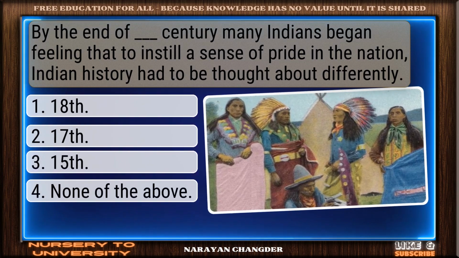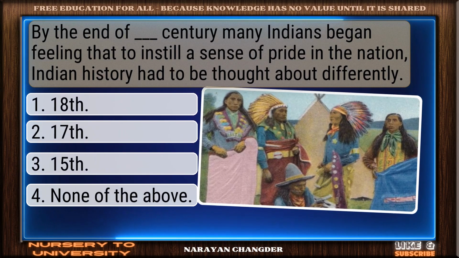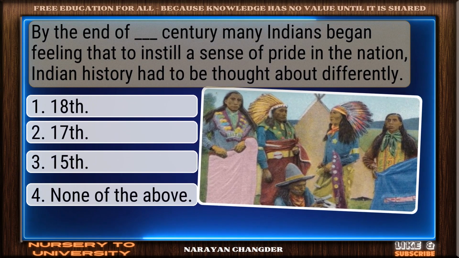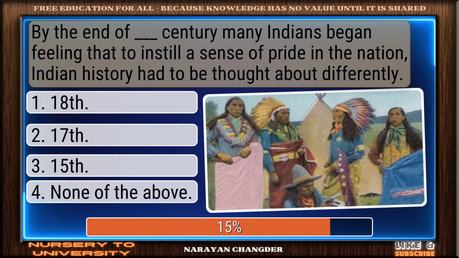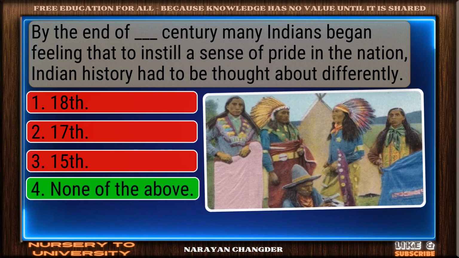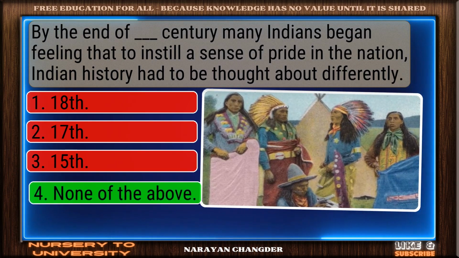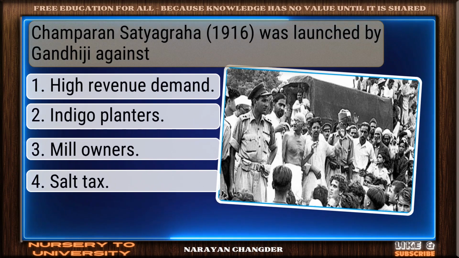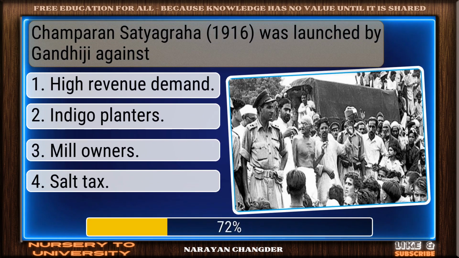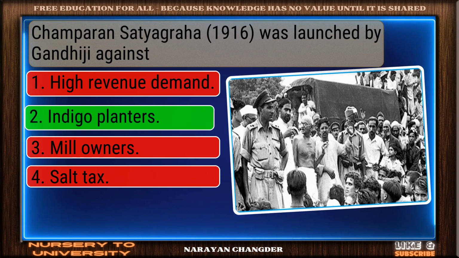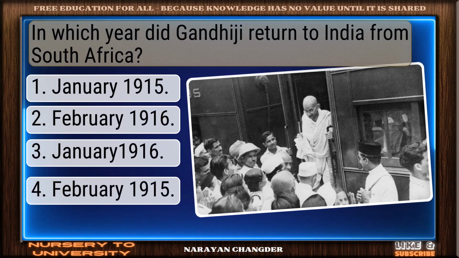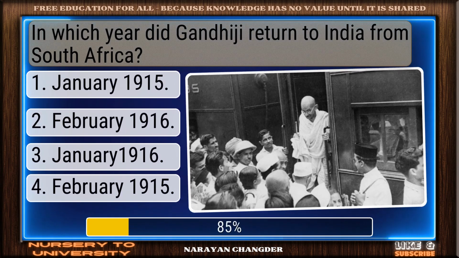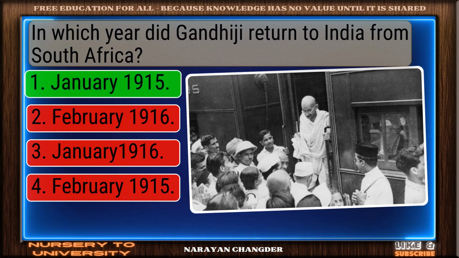By the end of the nineteenth century, many Indians began feeling that, to instill a sense of pride in the nation, Indian history had to be thought about differently. You're right. None of the above is correct. Champaran Satyagraha was launched by Gandhiji against. On track. Indigo planters is correct. In which year did Gandhiji return to India from South Africa? Smart move. January 1915 is accurate answer.